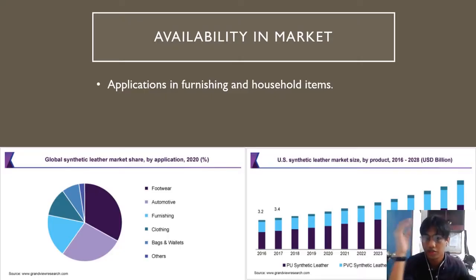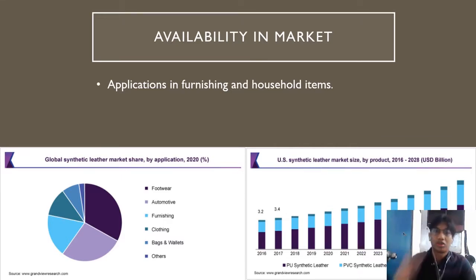Okay, let's move on to the next slide, which is availability in the market. Basically, this material, leatherette, is widely used in our market. It's used in automotive design, but it's also applied in furnishing and household items, like handbags, shoes, even my watch uses leather material.